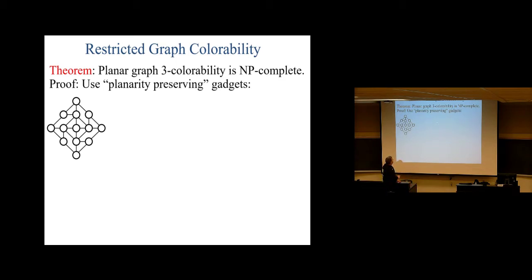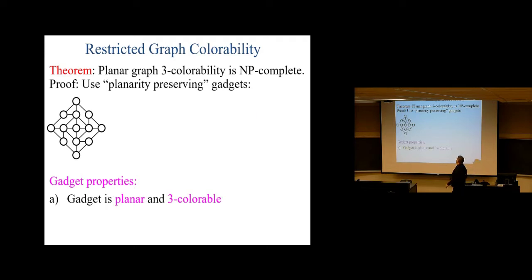So we're going to use a planarity-preserving gadget. The essence of the proof is similar to the previous proof. We're going to do local replacements by gadgets in a way that preserves colorability. Now it's a little bit more involved than before, because we have to properly respect planarity, not just the degrees. So the gadget is planar. Why? Here's a planar embedding of the gadget, where no two edges cross, obviously.